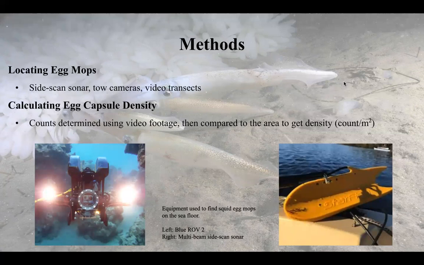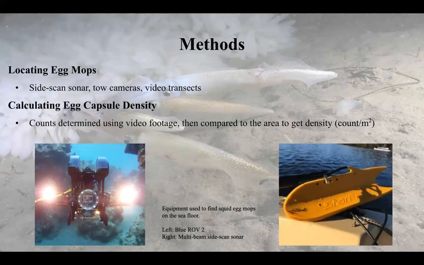To begin gathering data to test our hypothesis, we need to locate the egg mops. We will accomplish this through the use of our side-scan sonar and tow cameras. After detecting the egg mops, we will use video footage from our tow cameras and our ROV to count how many egg mops are visible in a single nest. Using this count, we can approximate the density of individual eggs in the examined area.